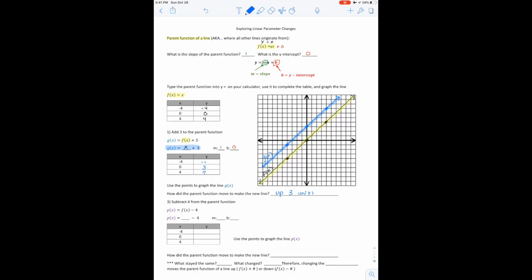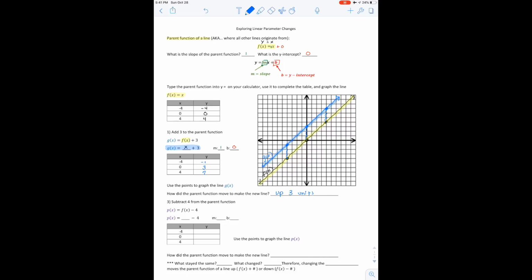And you can tell if you want to look at each point, like from this point right here, it went up 1, 2, 3. This point went up 1, 2, 3. This point 1, 2, 3. And we could do that with any point on the line. We just had graphed 3 to make the line. So it moved up 3.